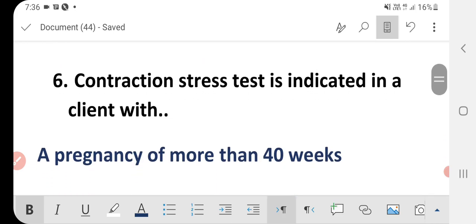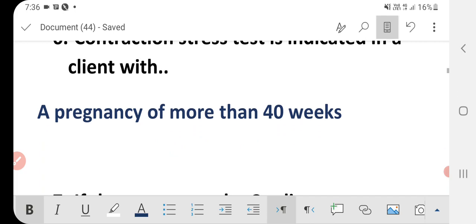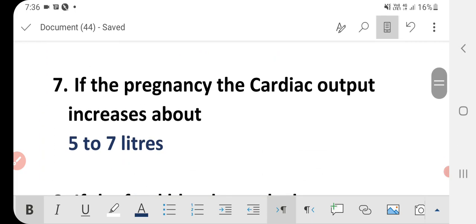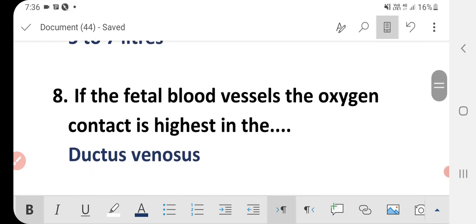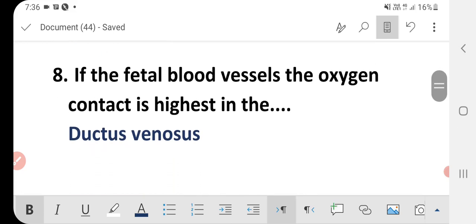Sixth, contraction stress test is indicated in a client with a pregnancy of more than 40 weeks. So contraction stress test is indicated in pregnancy of more than 40 weeks. Seventh, in pregnancy the cardiac output increases about, so answer is 5 to 7 liters. Eighth, in the fetal blood vessels the oxygen content is highest in the ductus venosus.